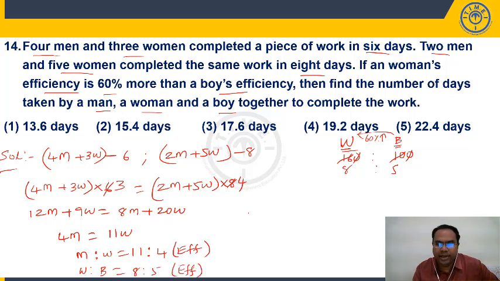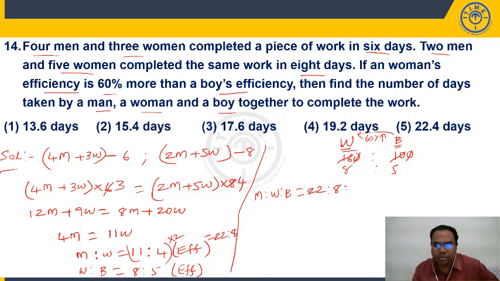Can we find out men is to woman is to boy ratio? That we can do, right? Men is to woman is to boy. You have to multiply this one by 2. It will be 22 is to 8. Now 8 and 8 is common here. So men is 22, woman is 8, boy will be 5 units.